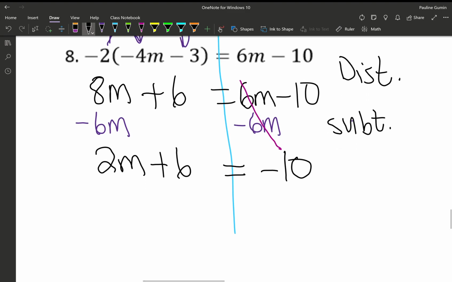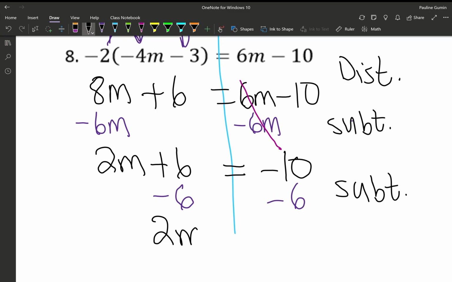Next, I'm going to move that 6. I move that 6 through subtraction because it's a positive 6, so a minus undoes the plus. On the left, 2M because the 6's cancel. On the right, negative 16.